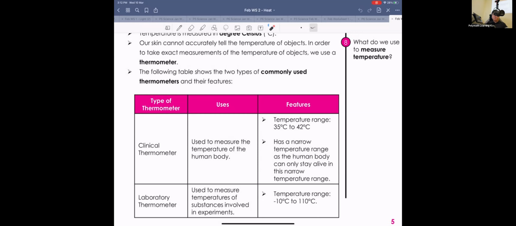The person will die, right? So the clinical thermometer doesn't need to measure the temperature of very high and very low. It just needs from 35 to 42. They don't need a thermometer that measures 50. It doesn't need a thermometer that measures 60 because the human body will never reach the temperature. If you reach the temperature, you're dead already.